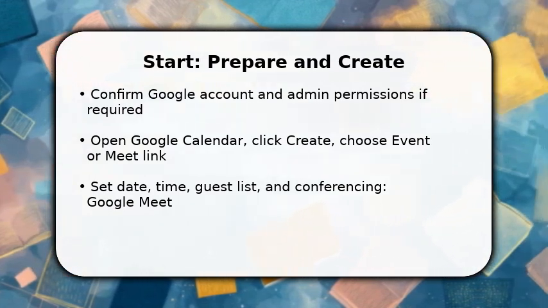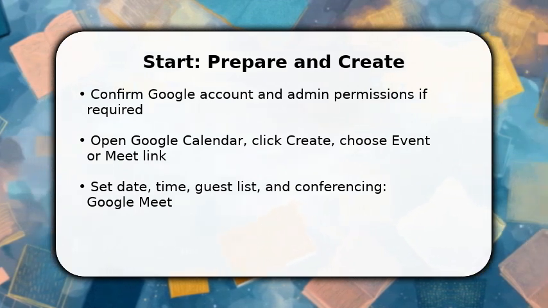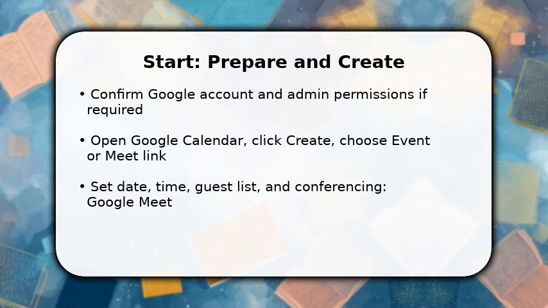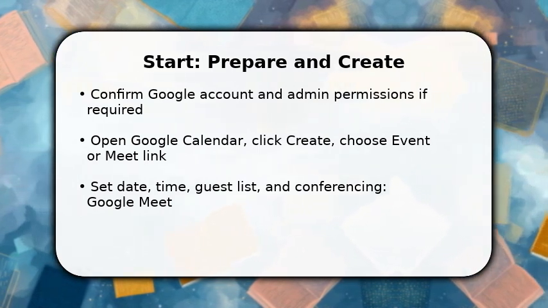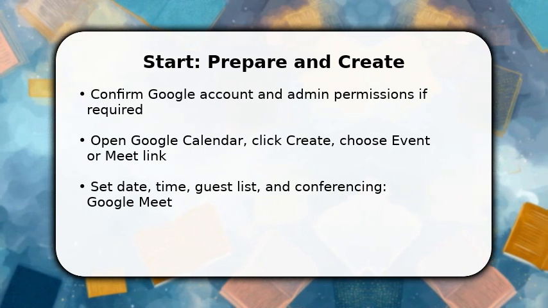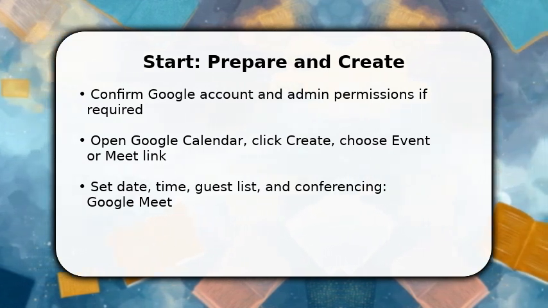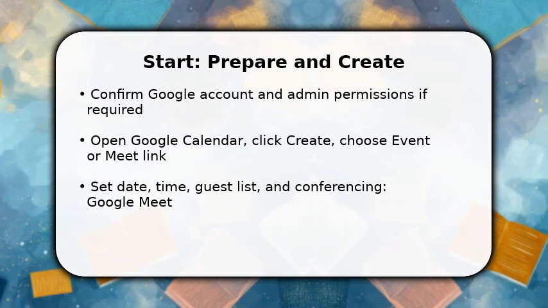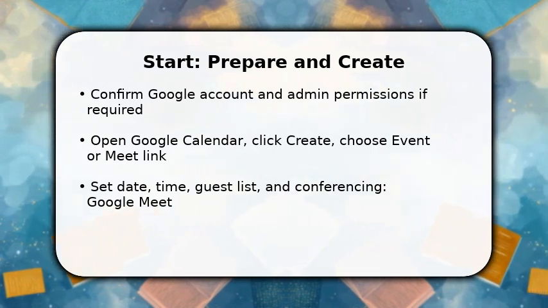Then add conferencing and choose Google Meet so a unique link is generated. Once done, add the class date and time and invite students by email so they receive the link automatically. Make sure to set correct time zone and visibility so students can find the session on their calendars.